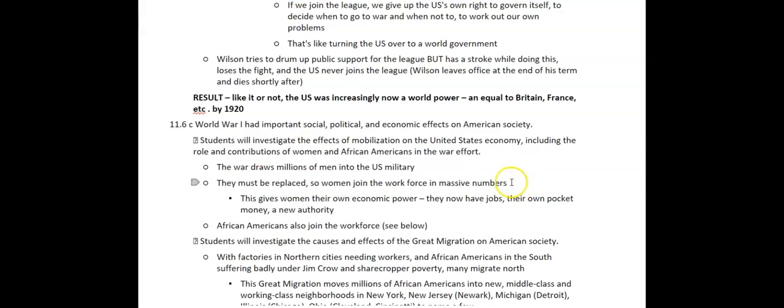So Wilson went on this tour across the country to build public support for the League. But in the middle of it, he has a big stroke. He's alive, but completely incapacitated. He loses the fight. The Senate never approves the League. Wilson leaves office, his term ends, he dies a few years later, and the U.S. never joins the League of Nations, which is one of the reasons why it didn't work.